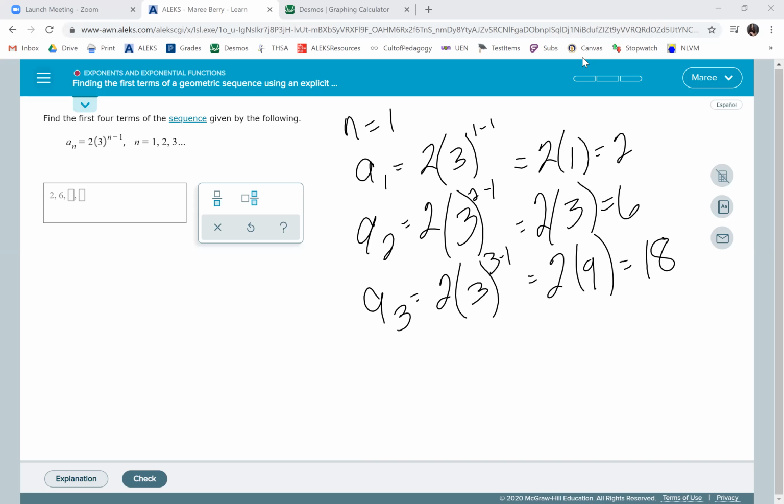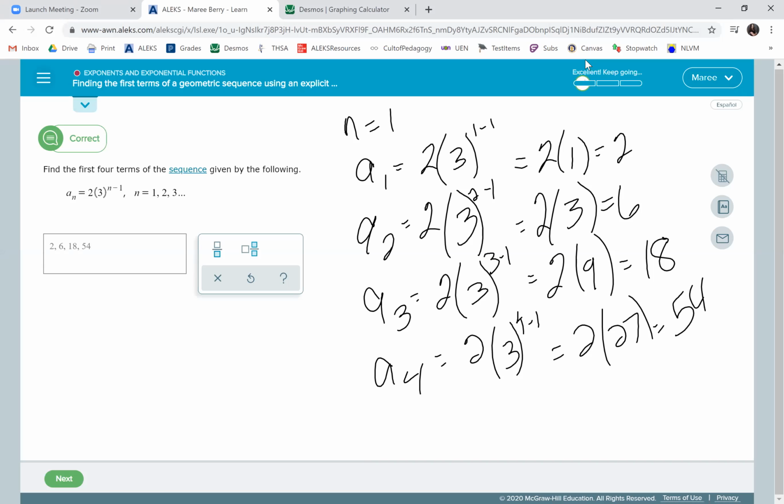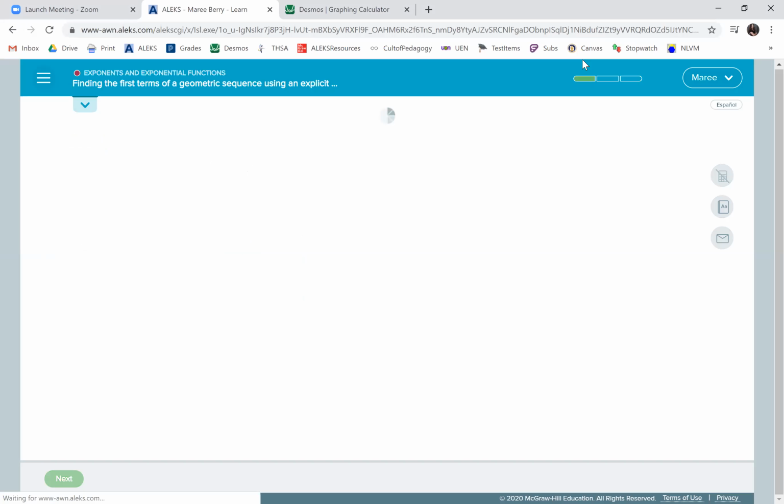So we have 18. We have one more to find, and that is a sub 4, the fourth term. It's 2 times 3 to the 4 minus 1, which is 3 cubed, which is 27. So 2 times 27 is 54. So that will be our last term, 54. So we'll go ahead and just do one more example, just so you can get some more practice.